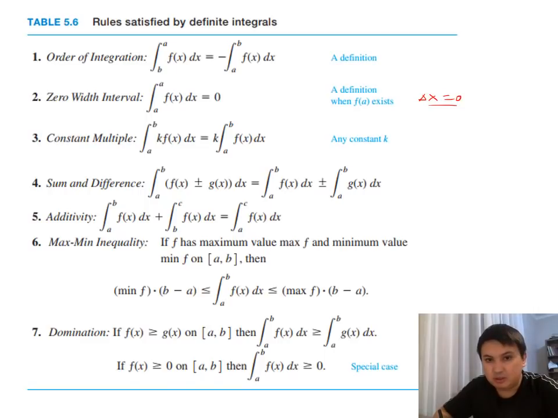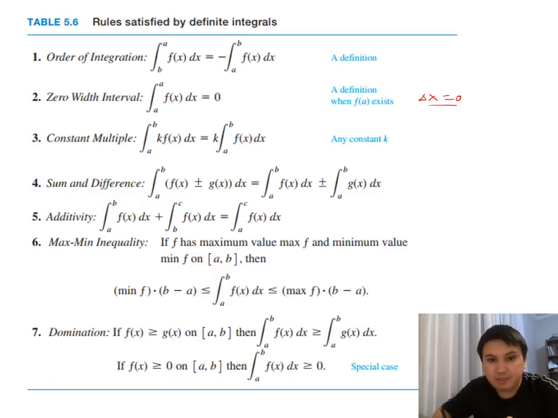The constant multiple: you can always take out the constant, so you can factor it out. This is also easy to see. Basically, all these properties can be derived from this Riemann sum. So if you write all these things as a limit of Riemann sums, then you see what's happening. The fourth one is the sum rule: the integral of the sum is the sum of the integrals, or the integral of the difference is the difference of the integrals.